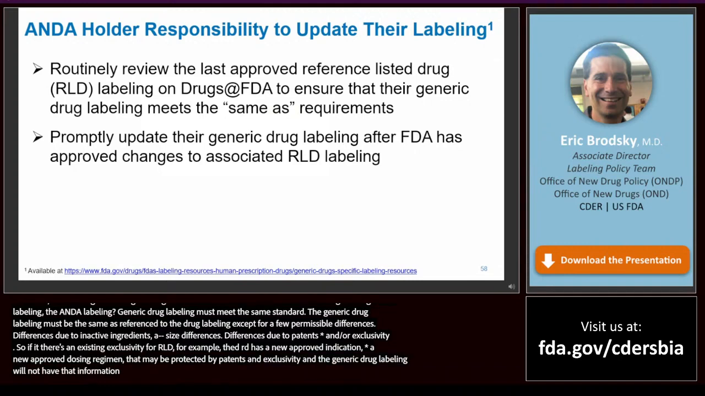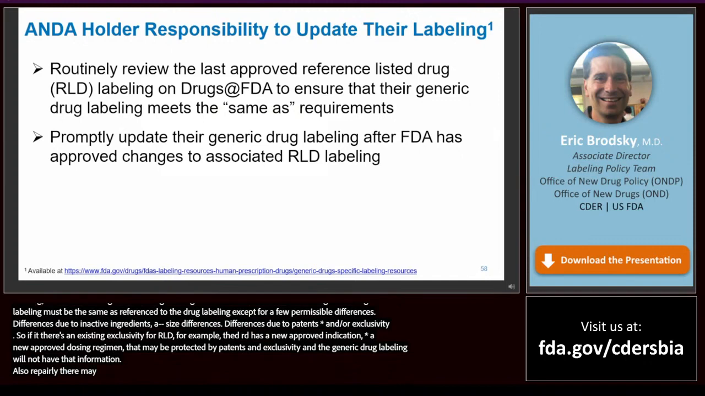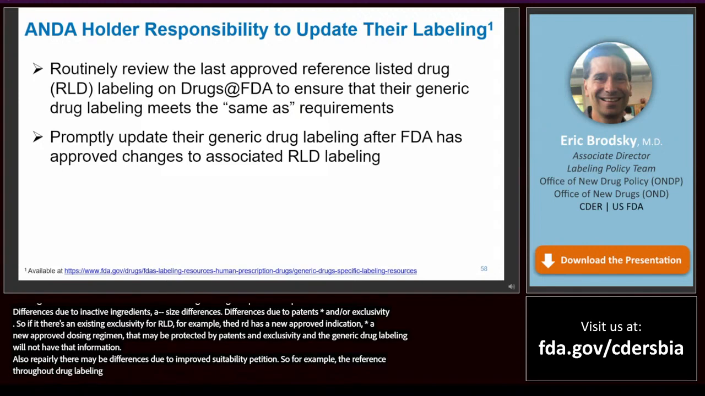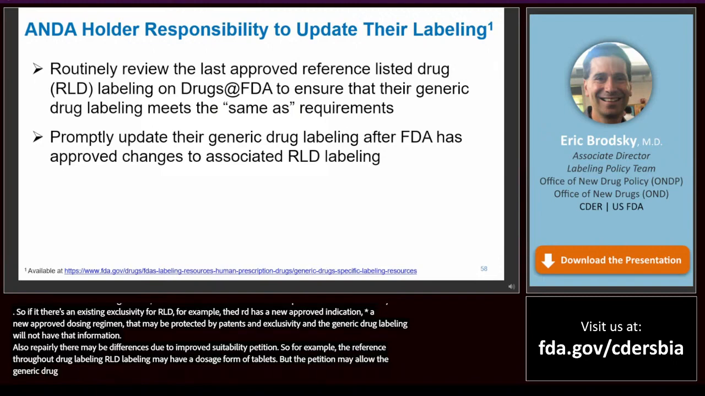Also, rarely, there may be differences due to an approved suitability petition. So, for example, the reference drug labeling, RLD labeling, may have a dosage form of tablets, but the petition may allow the generic drug to market it with capsules. But again, suitability petitions are relatively uncommon.